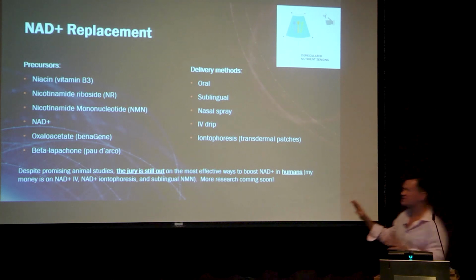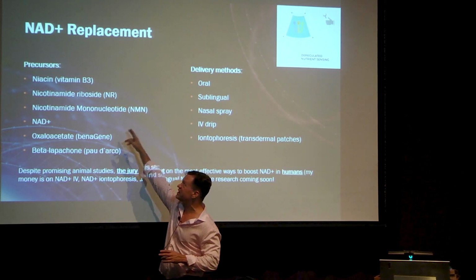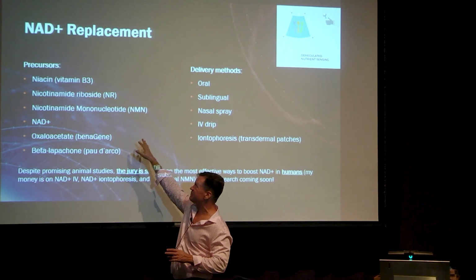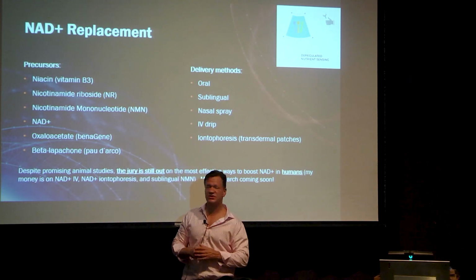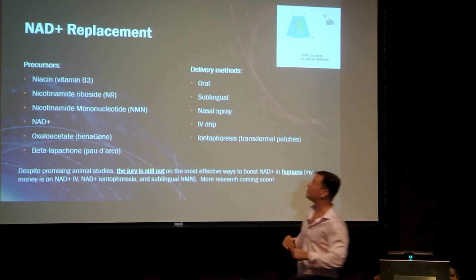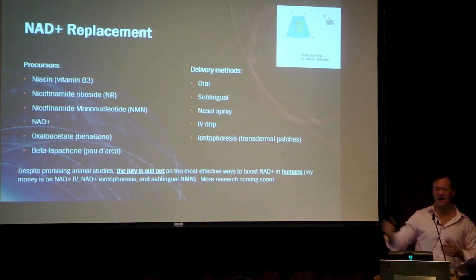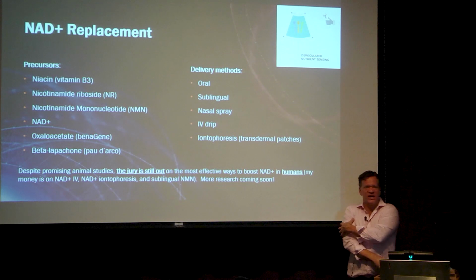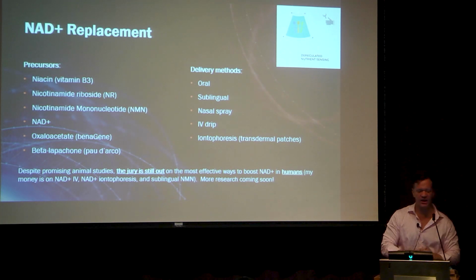So there are a lot of different kinds of precursors. Again, there's NR, nicotinamide riboside, and NMN, nicotinamide mononucleotide. There's niacin, vitamin B3. It seems to raise NAD+ levels. There are also a few of these that I won't go into detail on. There are also many different delivery methods, such as oral, sublingual, nasal spray, IV drip, and something called iontophoresis, which is basically you take a patch that uses electricity to transfer it through your skin.